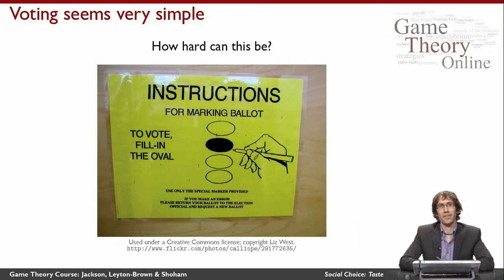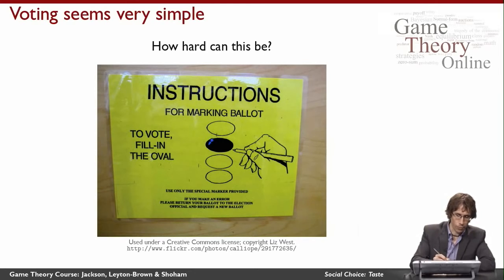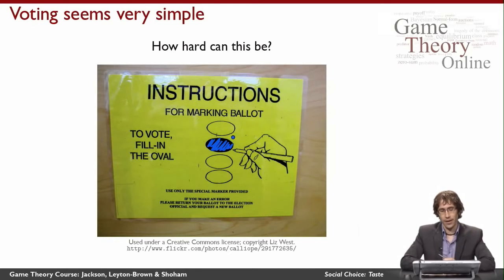So social choice is essentially the problem of voting. And the first thing that you might think is that voting seems like an incredibly simple thing to study. How hard can it be to study something that, after all, involves just filling in one of the boxes out of some small set of different candidates?